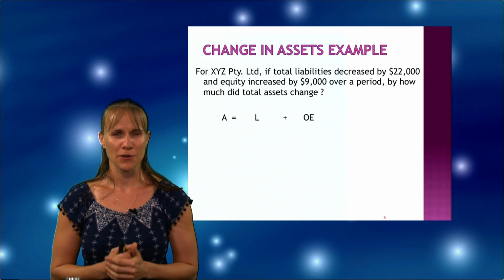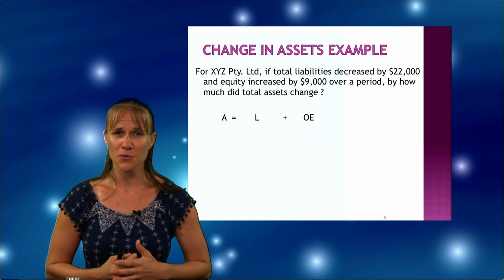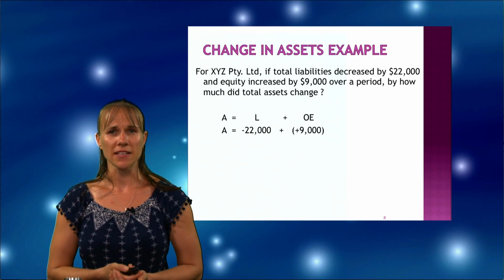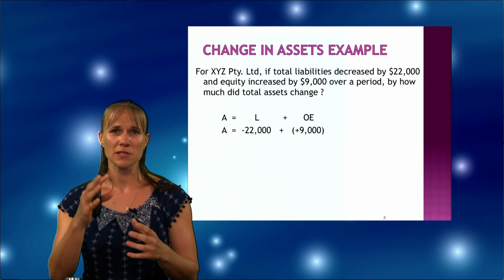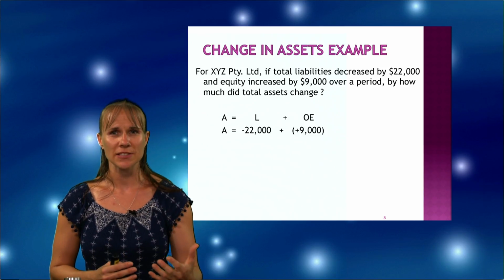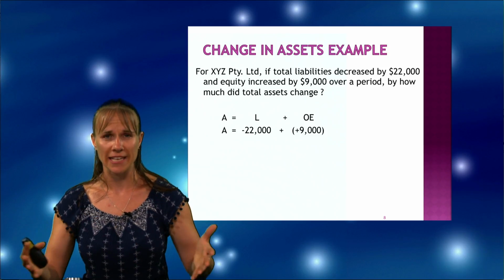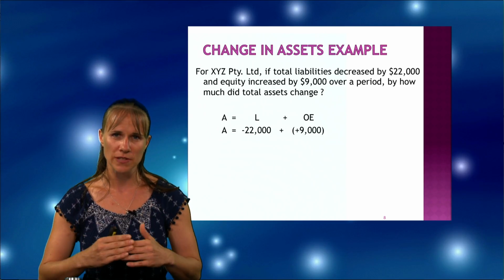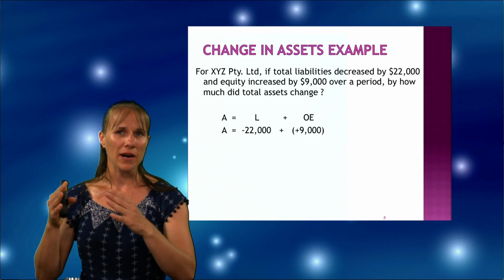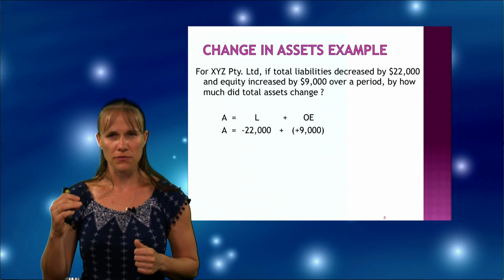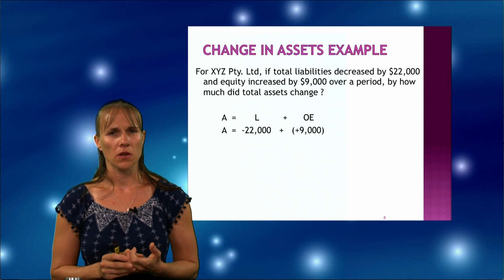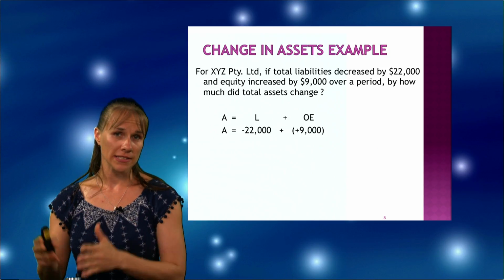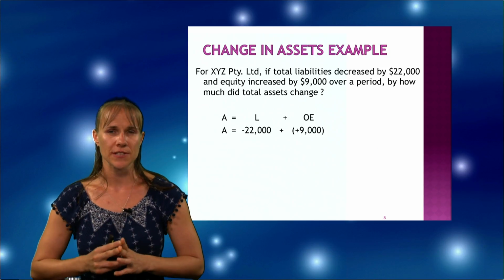So we still take our good old accounting equation. It's still assets equals liabilities plus owner's equity. And the numbers that we input here, same as what we've been doing, we're just inputting the change. So our change in assets equals change in liabilities, which is that decrease of 22,000, plus our increase in equity of $9,000. So minus 22,000 plus positive 9,000, to represent that increase in equity.